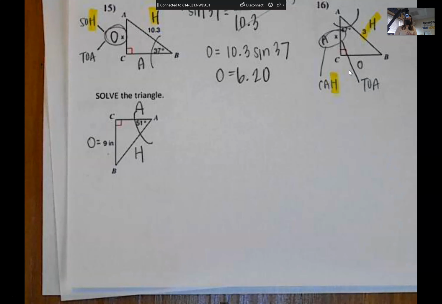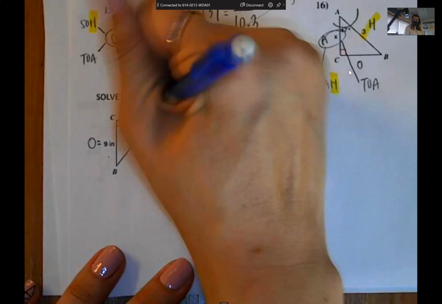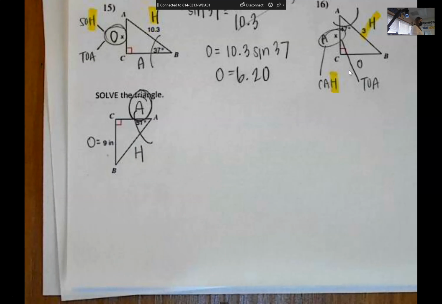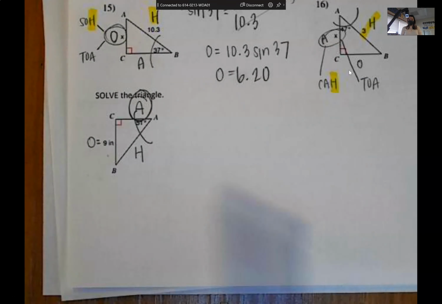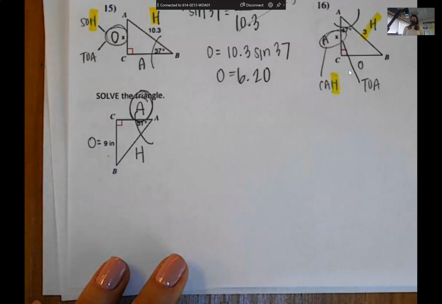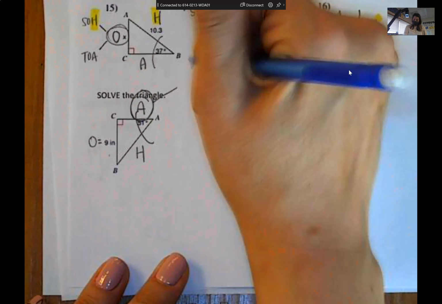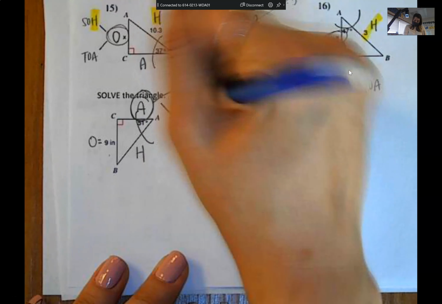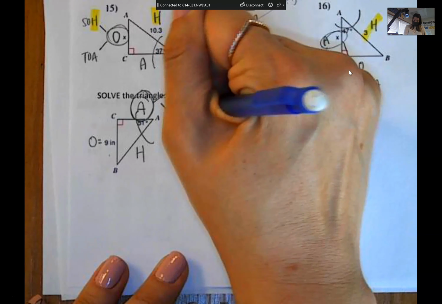They don't tell us what side to find first, so I always find A. I go in alphabetical order. So of the sides I have, I go in alphabetical order and find that first. So in this case, I would find A first. So that means I have to use CAH or TOA.